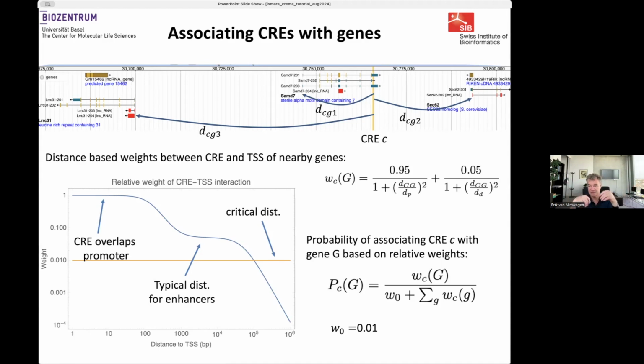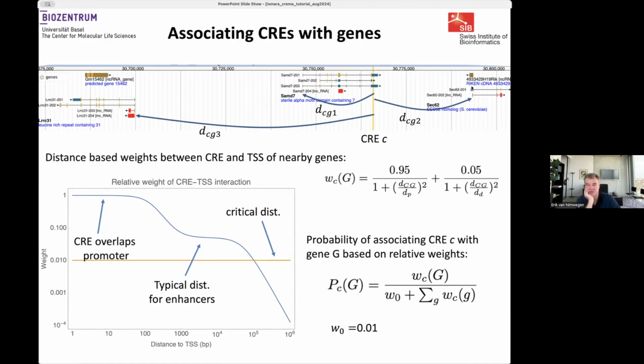Okay, so the only information that is used is the distance. We calculate this for each CRE. So here's a CRE, and then we look at neighborhoods. Where are the start sites of genes in its neighborhood? Here, to the left, there is this gene, and it's at a certain distance from this CRE, d_C to gene 1.